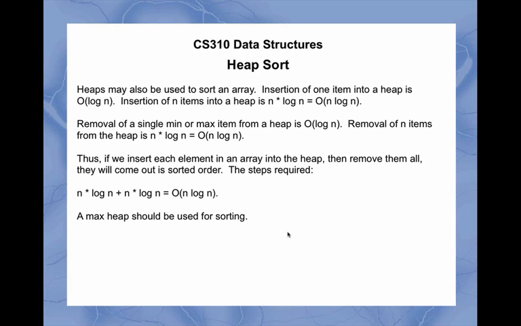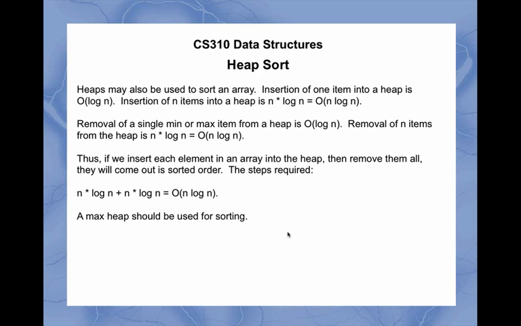So if one insertion is log n, then n insertions is n times log n, which is n log n. Removal, similarly, is log n. So if you're removing n things, you have n times log n, which is n log n. The process for using a heap to accomplish a sort is you insert each array element into the heap and then you remove them all, and they will come out in sorted order. So the steps required: first the insertion, n times log n, plus the removal, n times log n, is equal to big O of n log n.